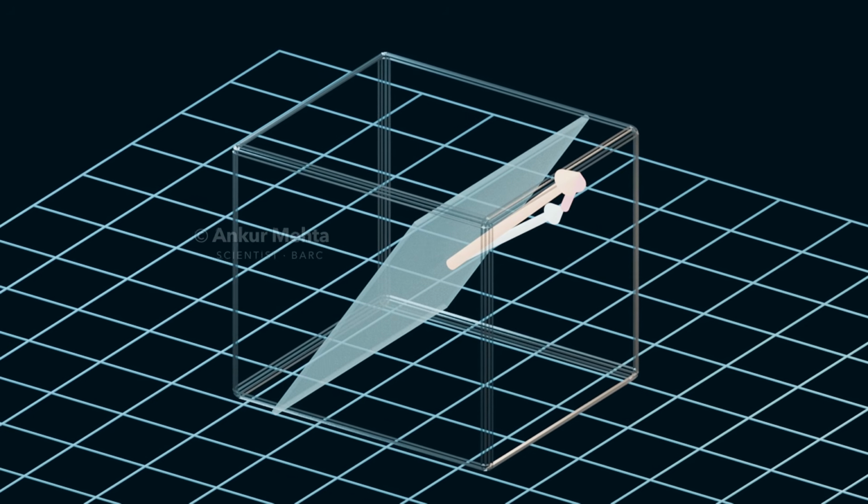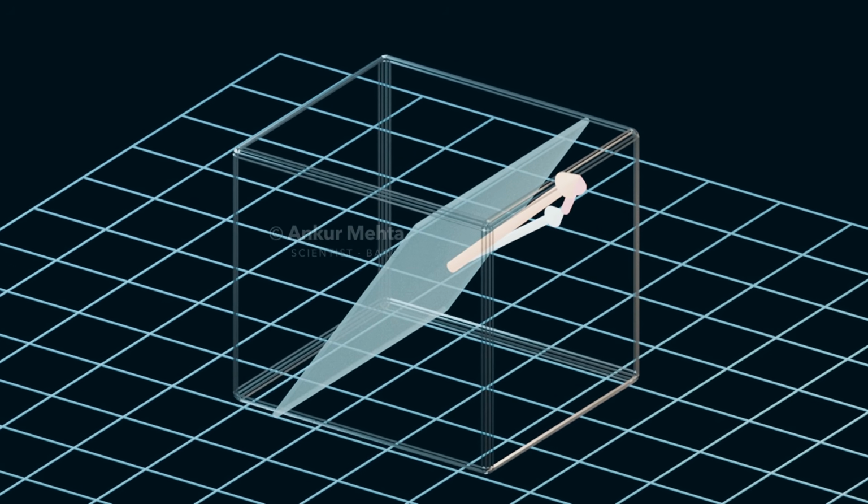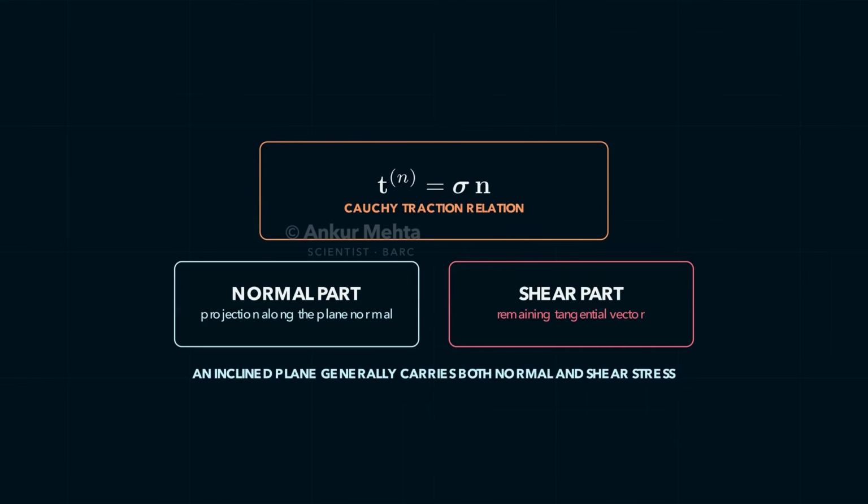For a plane with unit normal n, the traction vector is obtained from Cauchy's relation. T of n equals the stress tensor multiplied by n. Taking the dot product with n gives normal stress on that plane. Subtracting that normal component leaves the in-plane shear vector. This single relation explains why an inclined cut can experience both normal and shear stress.